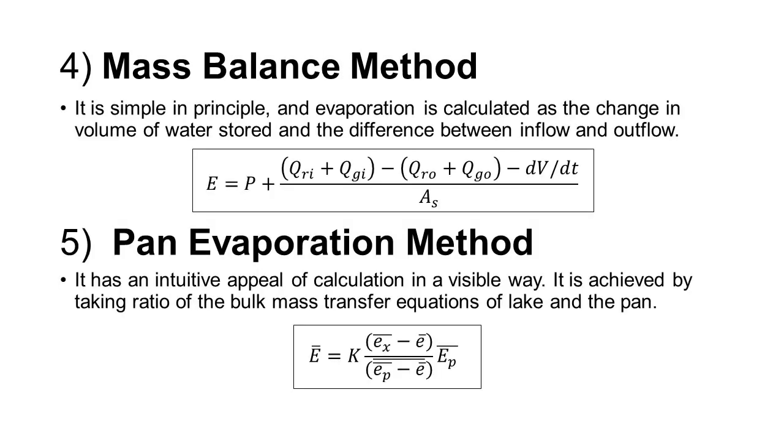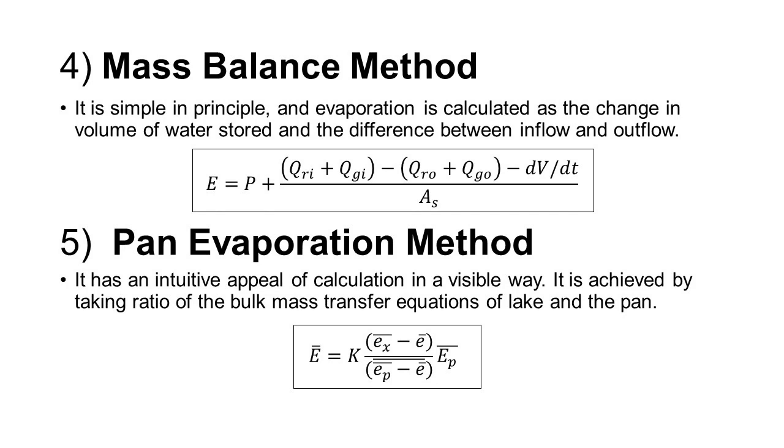Herewith, with the last slide, we also have two more additional methods in estimating evaporation in open waters. So we have the mass balance method and the pan evaporation method, which is only a summarized description together with their summarized formula. In the mass balance method, it is simple in principle and evaporation is calculated as the change in volume of water stored and the difference between inflow and outflow. Some references have said that it has a similar process or technique to the water budget method. So herewith is the formula for the mass balance.